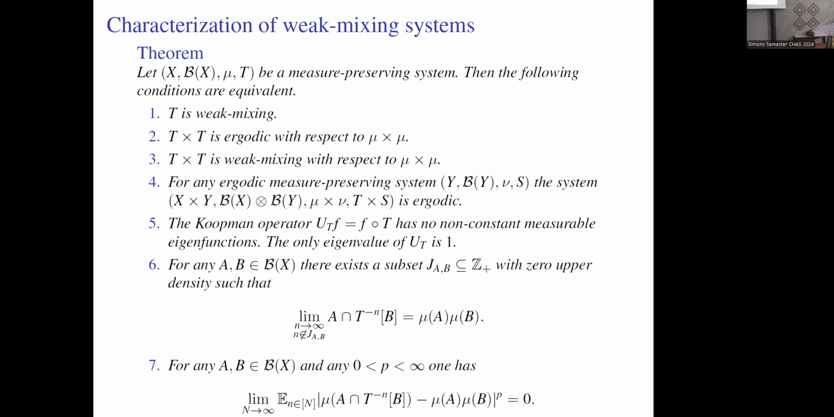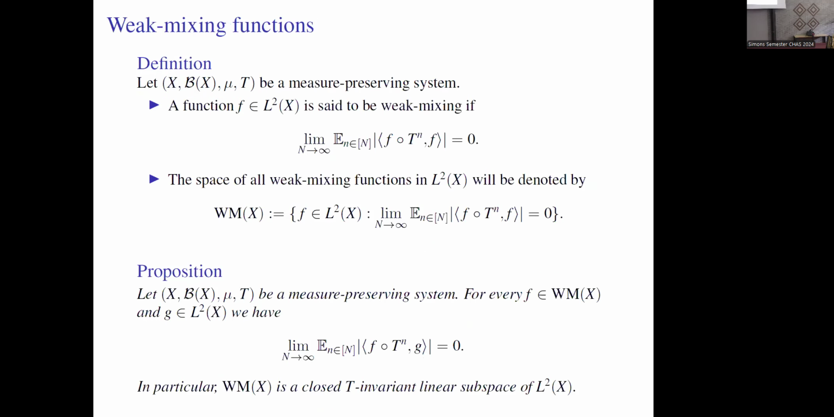If a system is weak mixing, then every power of the system is also weak mixing, and weak mixing by the previous proposition implies ergodicity. So therefore, if every power is weak mixing, then every power is ergodic. So here, it's important that you have this convergence for every pair of sets, whenever n is outside a set, depending on A and B, with zero upper density.